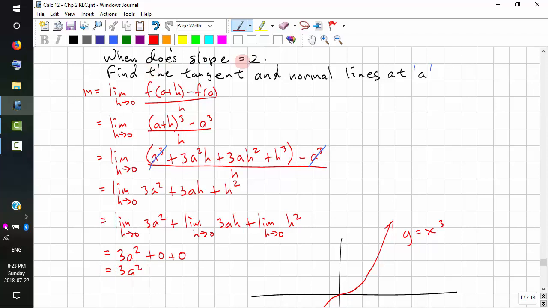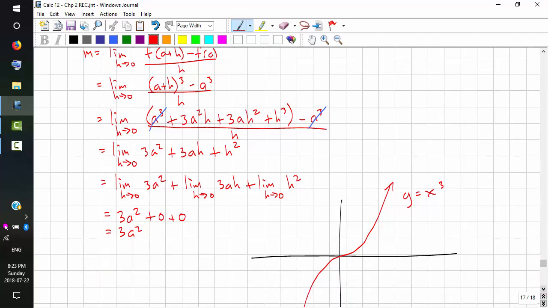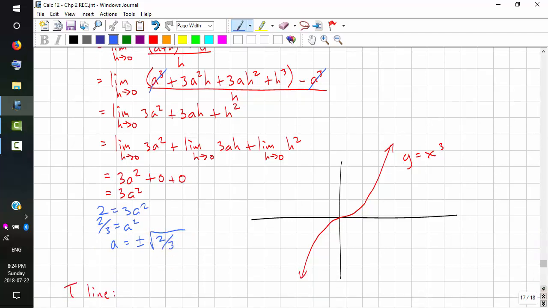We need to solve this for when does the slope equal 2. 2 equals 3a squared. A squared equals 2 over 3. A equals plus or minus square root 2 over 3. Okay, so what we have is something that looks like, this is not to scale, something like this. Okay, so we'll say it's roughly there, we'll say it's roughly there.